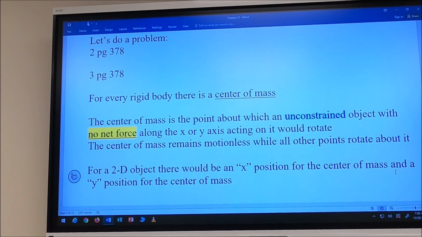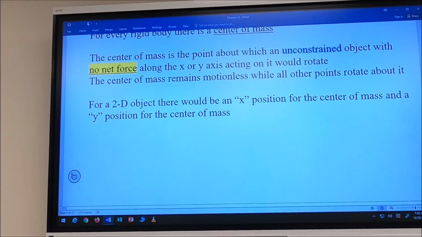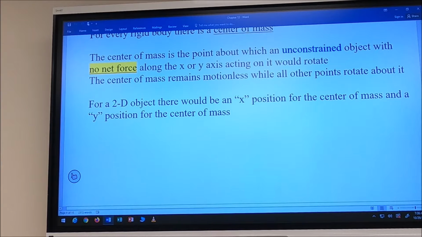Let's talk about center of mass. The center of mass is a point about which an unconstrained object with no net force along the x and y axis acting on it will rotate. Okay? The center of mass remains motionless while all other points about it move or rotate.